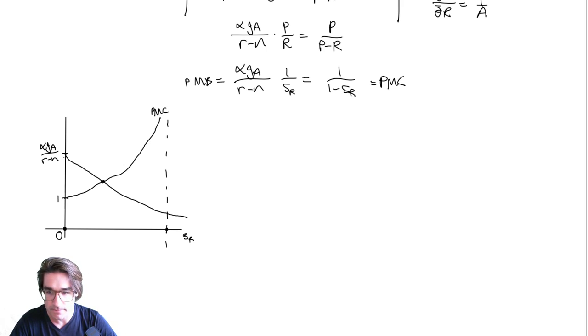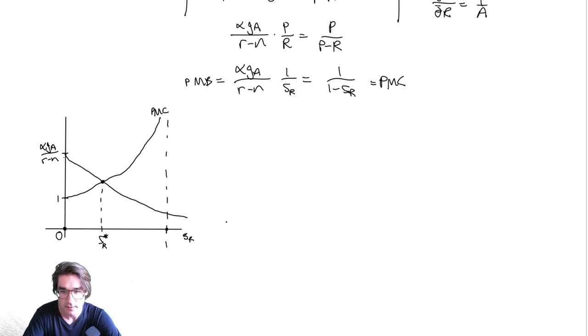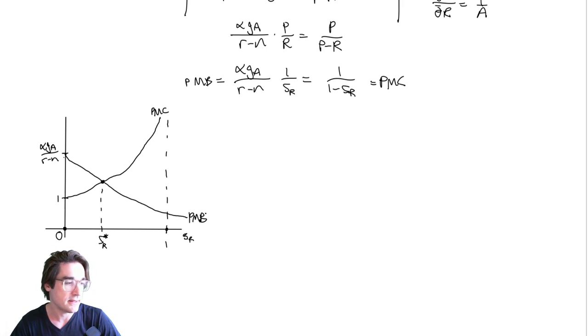Okay, and then this curve goes up, this curve goes down. They have to have a unique intersection point. That's always good. We have a unique prediction for SR, which is right here. Let's call that SR star. So that's our equilibrium. That's where PMC equals PMB. So that's our equilibrium concept in terms of solving it. If you solve this algebraically, like we did last time, you get exactly a number that corresponds to that intersection.